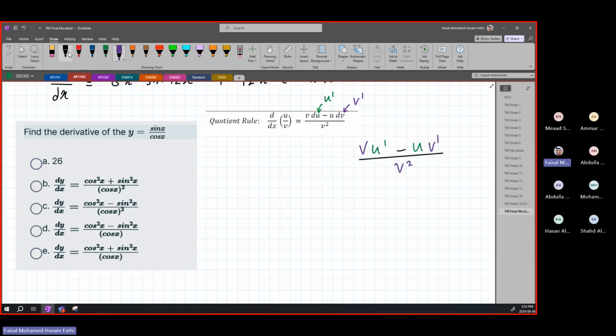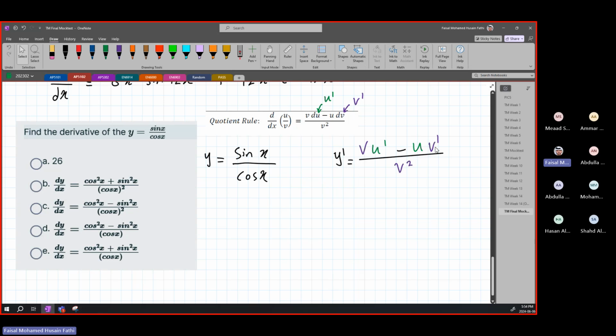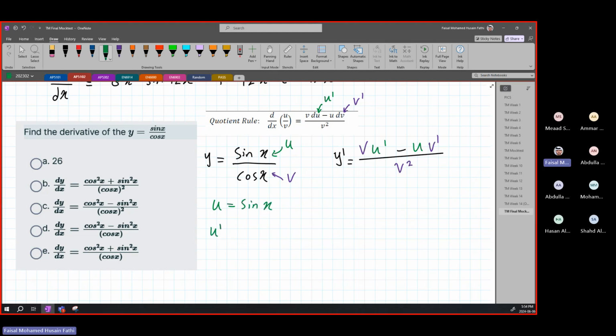So in this case, we have y is equal to sine of x over cosine of x. Because this is division of two functions, y prime or dy by dx is equal to v u prime minus u v prime over v squared. So the first thing you will do is your numerator is going to be your u and your denominator is going to be your v. Always this is the case. So u is equal to sine x, u prime will be equal to cosine x, and for v, v is equal to cosine x. v prime, the differentiation of cosine, becomes minus or negative sine of x.